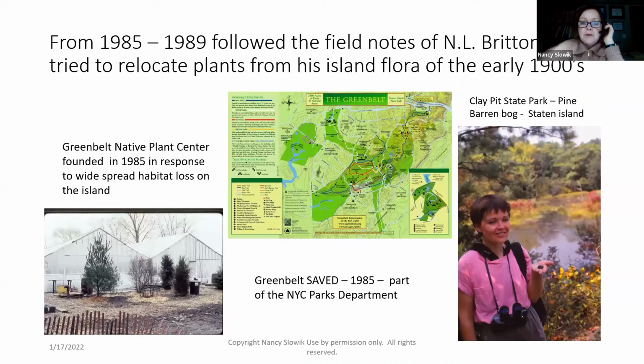At that time, we were seeing so much development, it just never seemed to end. And we approached the New York City parks and proposed the Greenbelt Native Plant Center. And during that period, I worked with my co-founder, Richard Lynch, and we followed the field notes of Nathaniel Lord Britton. And I thought this was appropriate, seeing that he was the founder of the New York Botanical Garden.